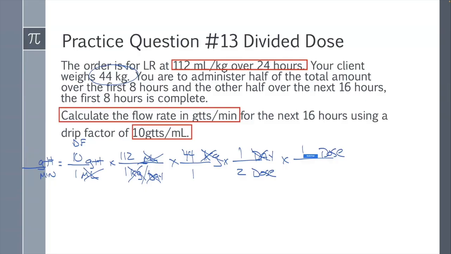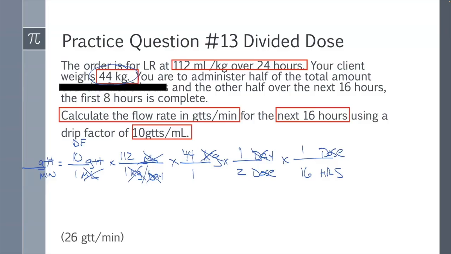Move the dose up. My 1 dose is going to be given over 16 hours this time. That's the one that I care about. Okay. So again, don't need those 8 hours anymore. It's the next 16 that we care about. Okay. And let's see if that's right. That gets rid of my dose. This is drops. Those are hours. I need minutes. So still not done. We're going to pull our hours up. There's no more hours. We're not going to use those 8 hours. Those are already complete. Those are gone. So there's no more hours for us to use. We need to convert those to minutes. Cancel my hours. Now left with my drops per minute.